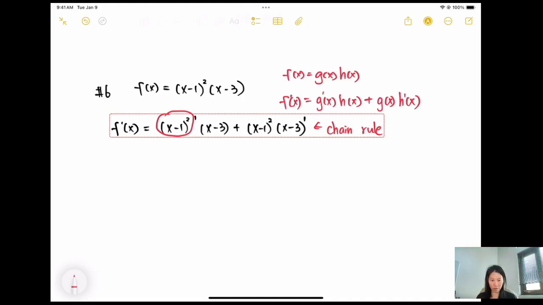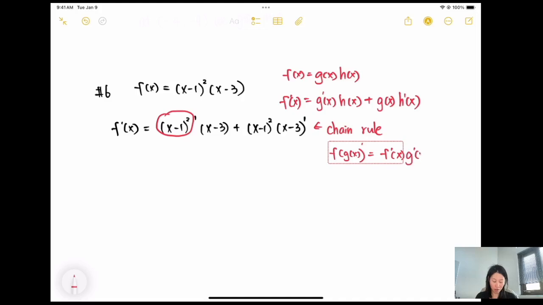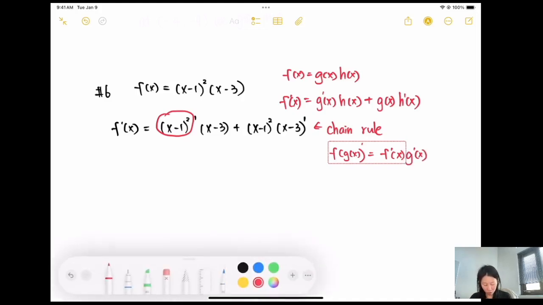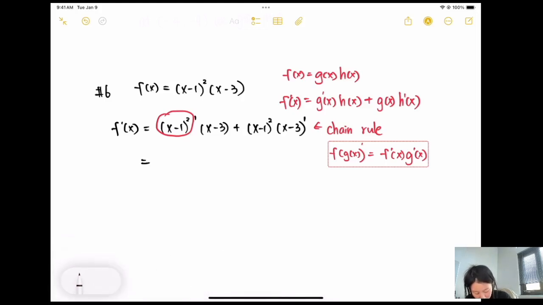So, a very quick review. The chain rule says that for f of g of x, if we want to take the derivative, we need to take the derivative of f of x, then times g prime of x. So in here, we will have the derivative of f of x, and when we look at the whole parentheses as a whole, then we have 2 times (x minus 1) and take the derivative of whatever is inside the parentheses.